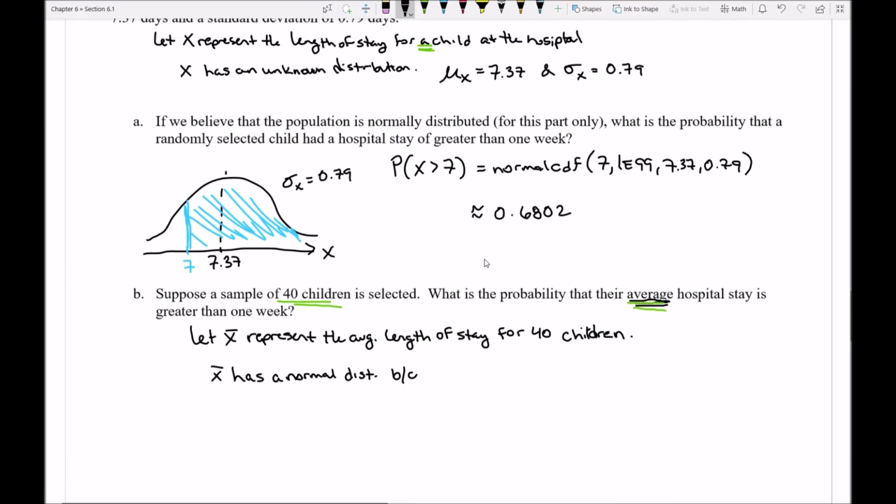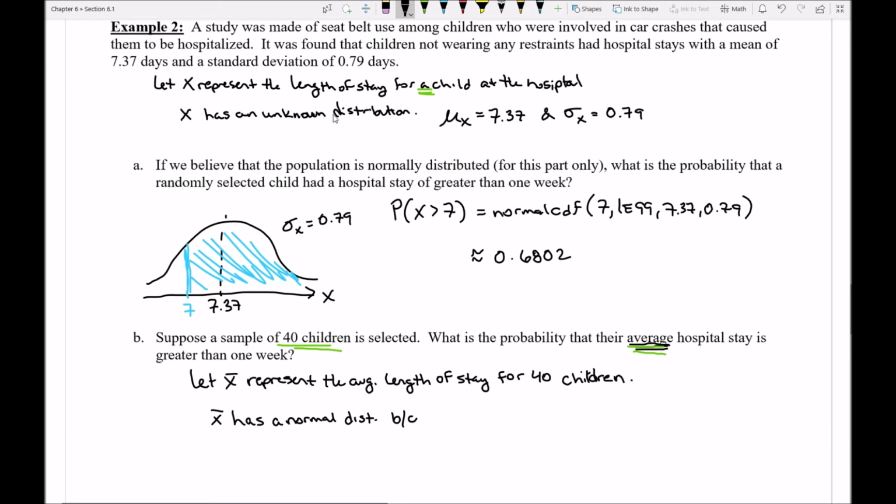Notice that right now, I don't know that X has a normal distribution. It's got an unknown distribution. But my n is 40. So here I can say since n is 40, and that's greater than or equal to 30, I have a normal distribution. And I can also find an average for my X bar and a standard deviation for my X bar. So I could be ready to draw an X bar picture.